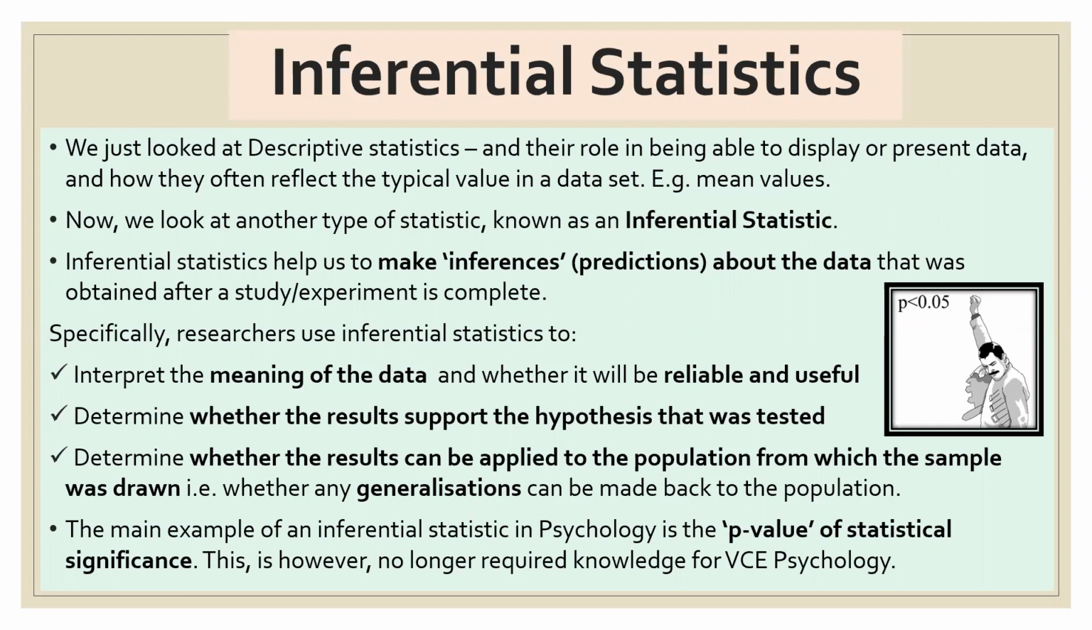And the third thing is, like I said before, inferential statistics can help us to determine whether we can generalize the results that we obtained back to the broader population from which the sample was drawn. So the main example of an inferential statistic you would have learnt about last year was the p-value. I think a lot of you remember p less than 0.05 is the p-value of statistical significance, that if your results are statistically significant, then that is one step closer in terms of generalizing your results.